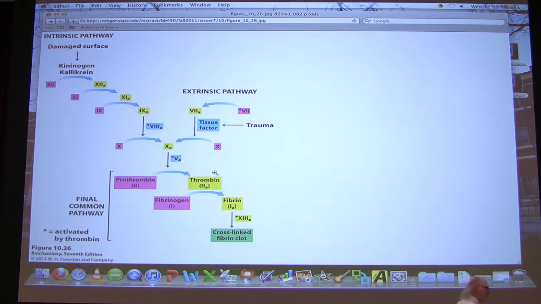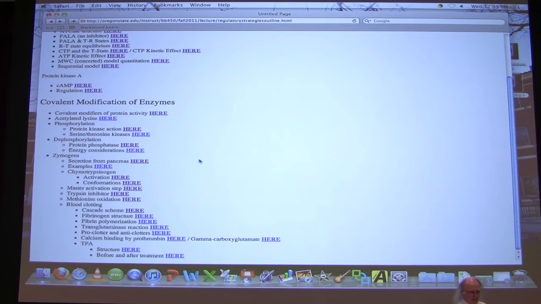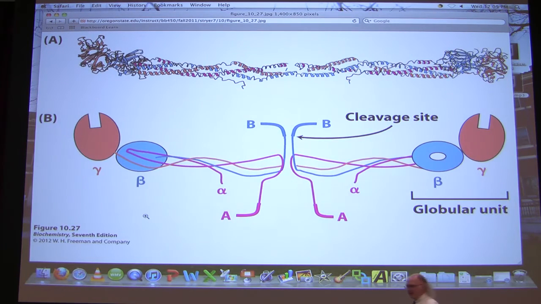So our focus for right now is going to be on the prothrombin to thrombin, and the thrombin catalyzing the conversion of fibrinogen to fibrin. Okay? All right. So let's consider that. First of all, we have to consider the structure of fibrinogen.